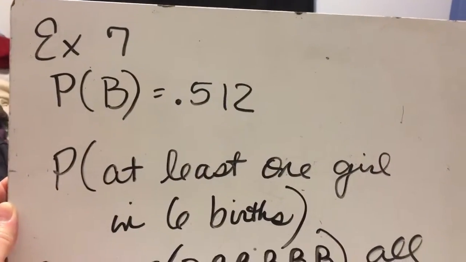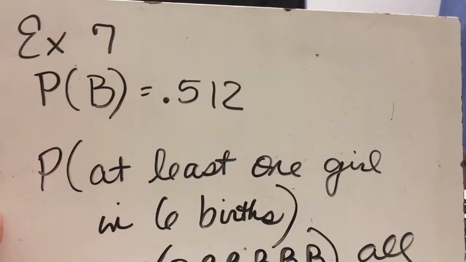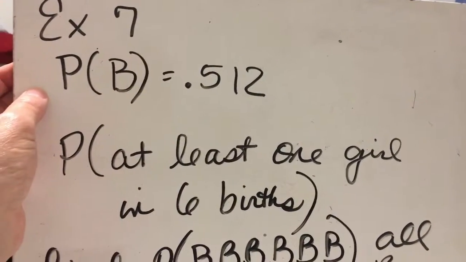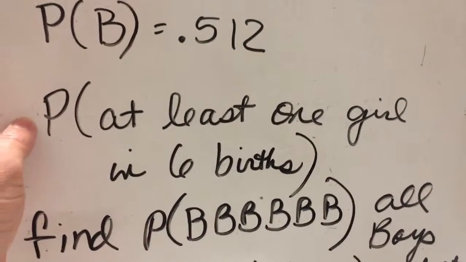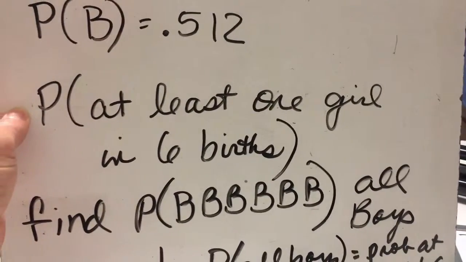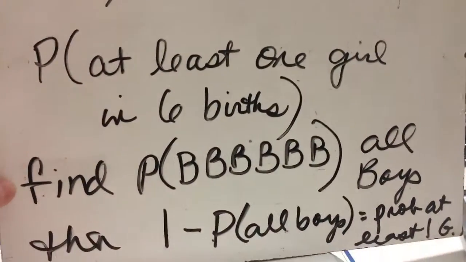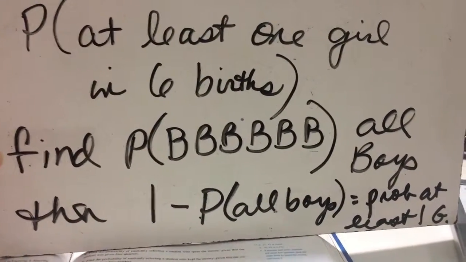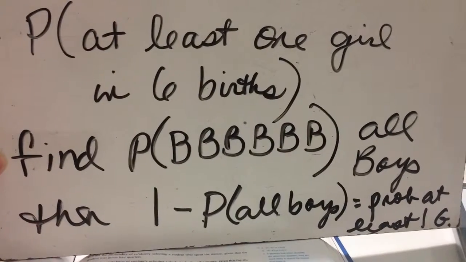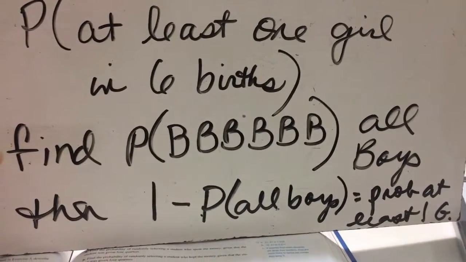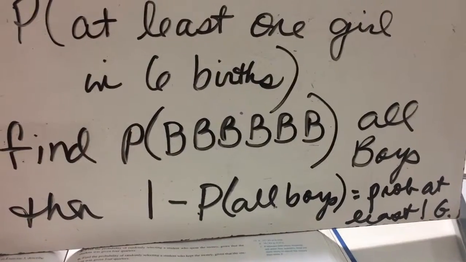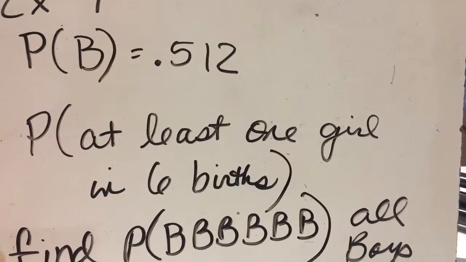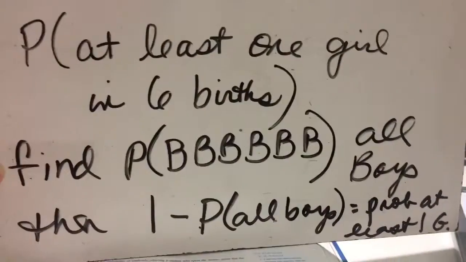Okay, so basically we're trying to find the probability of at least one girl. We were given that the probability of a boy is 0.512. The probability of at least one girl in 6 births is the question. So the first thing we're going to do is find the probability that they are all boys. So we have 6 randomly selected births. We're trying to find the probability that they are all boys, and in doing so, we are going to multiply 0.512 times itself 6 times. So we're going to raise it to the 6th power.